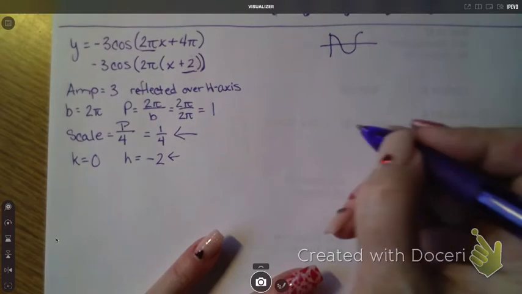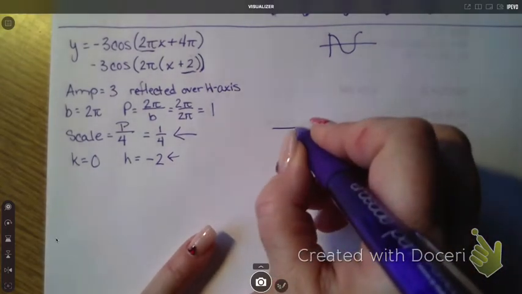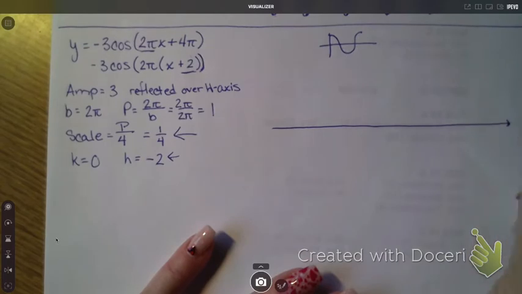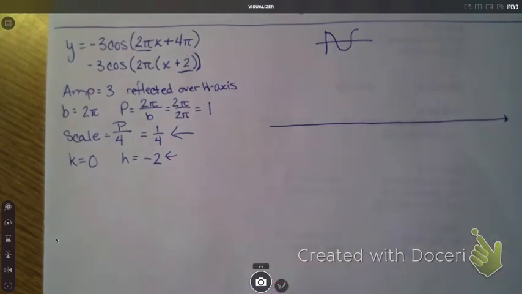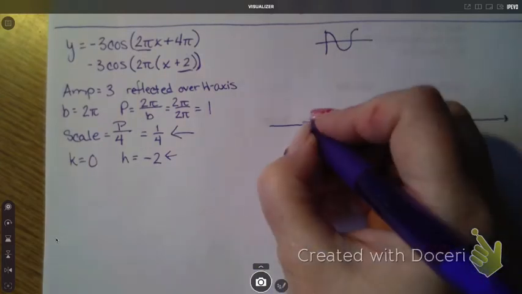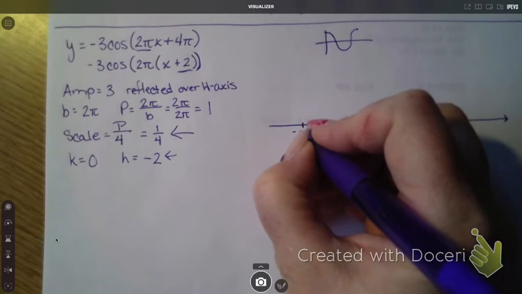H is left. So this is my secret on this: just give yourself an x-axis. Don't put a y-axis yet. We'll decide where that happens later. Okay, where are we starting? Negative 2. Okay, so we're just going to make this negative 2.